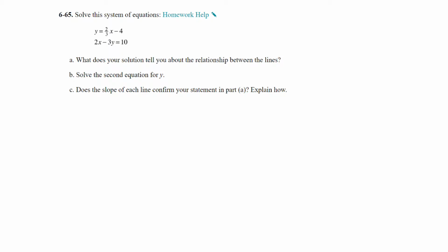Question 65. Solve this system of equations. So we did a system of equations earlier, but we created it. This one they're going to give to us, and then they're going to ask us a couple of questions based off that. So let's just go ahead and solve it as it asks, and then we'll answer the question.